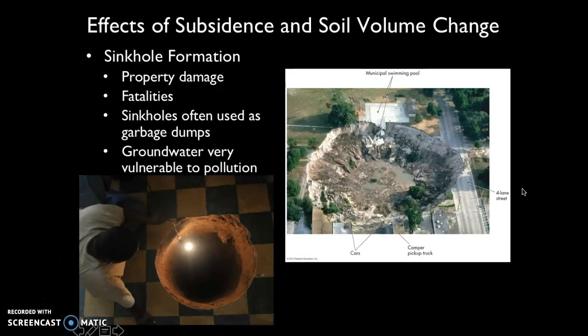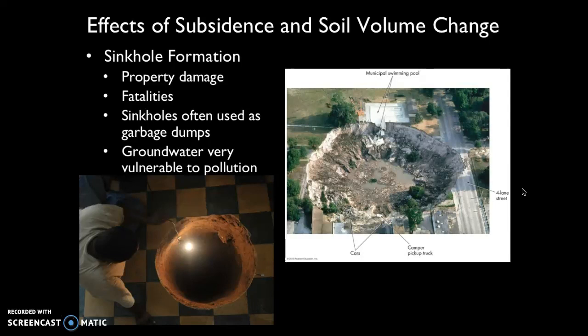Alright, so now we are going to go over the effects of the subsidence and soil volume change. One of the effects is, as we have talked about, going to be sinkhole formation. Sinkhole formation is going to be a bad thing because, first of all, it's property damage. It's going to create a lot of money that is going to be spent either repairing it or that is simply lost. It's going to have a lot of fatalities when it forms. Sinkholes often are used as garbage dumps, which doesn't help.